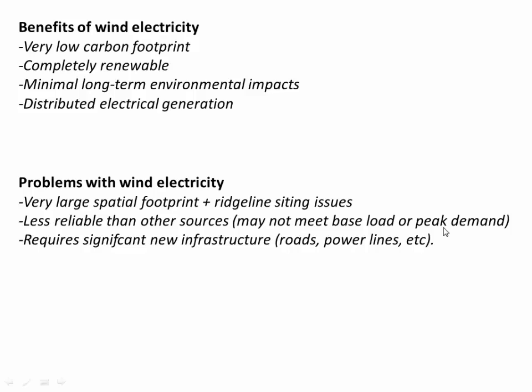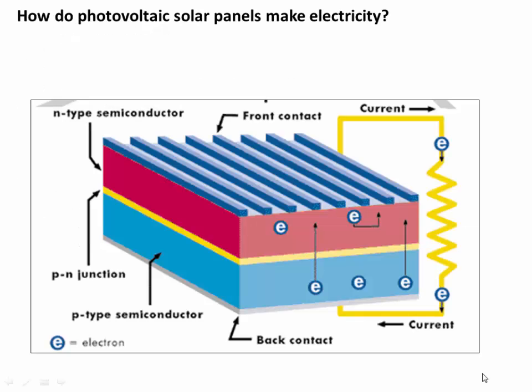So you can't turn it on by flicking a switch when electrical demand is peaking. And importantly, it also requires a lot of new infrastructure. So in addition to the turbines themselves, you've got to build roads up to them, and you've got to build power lines and clear cuts to connect them to the grid. So some pros and cons for wind energy for sure.